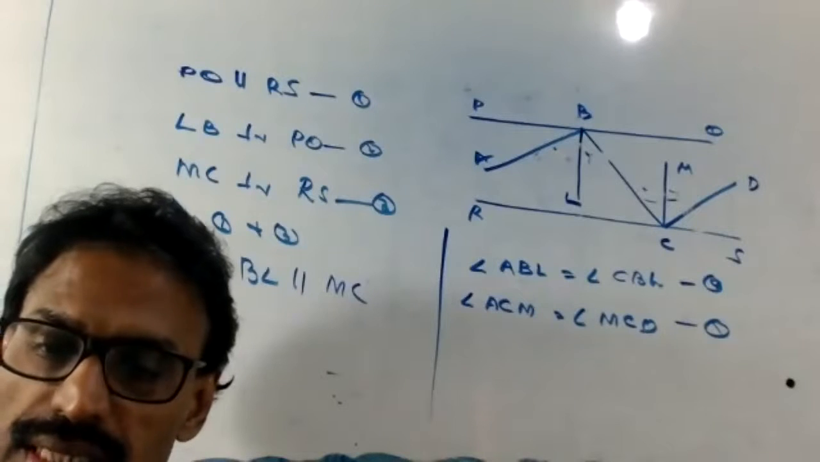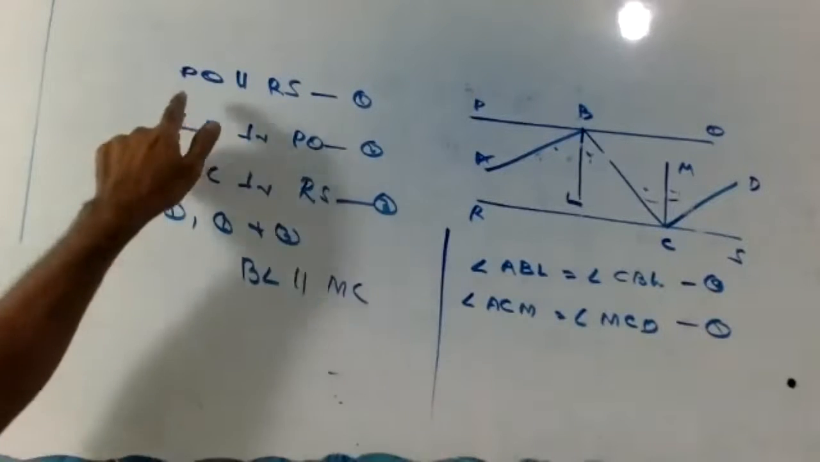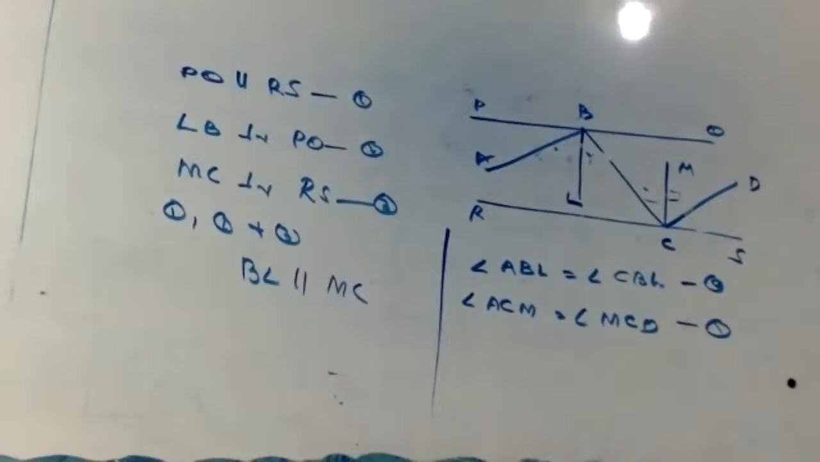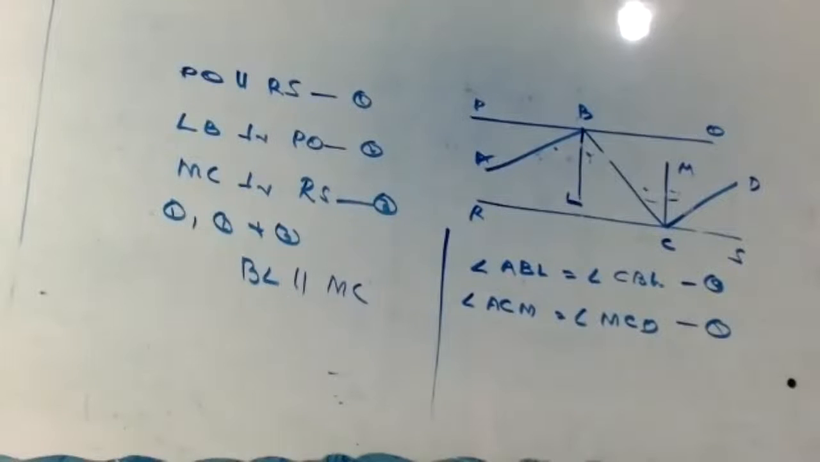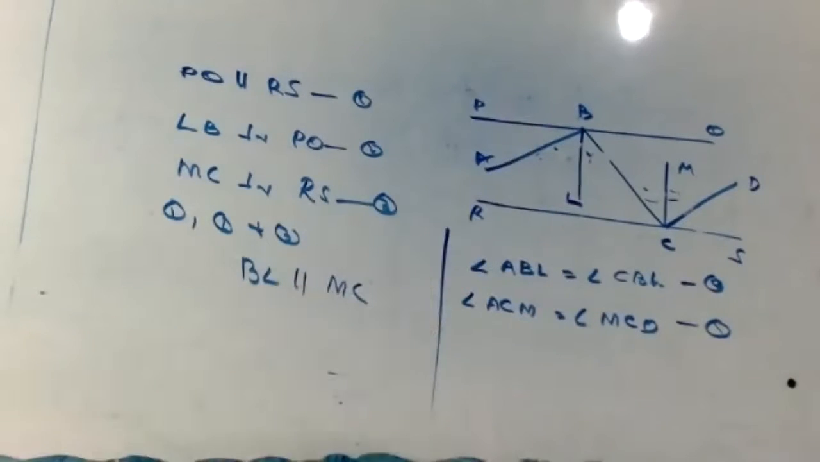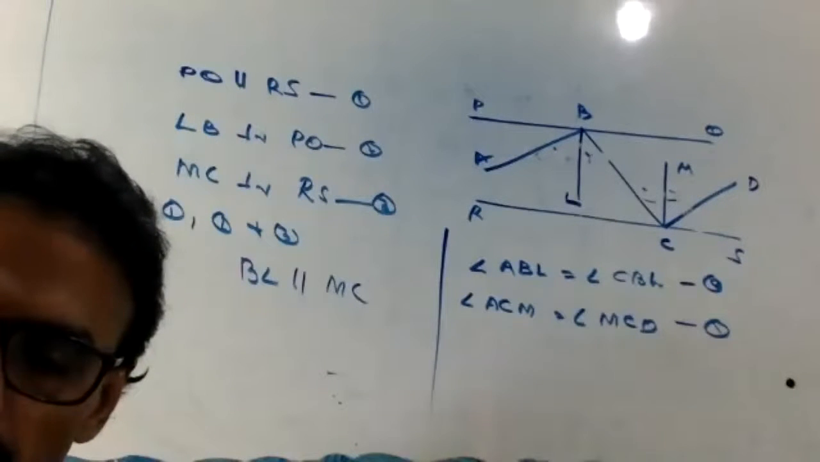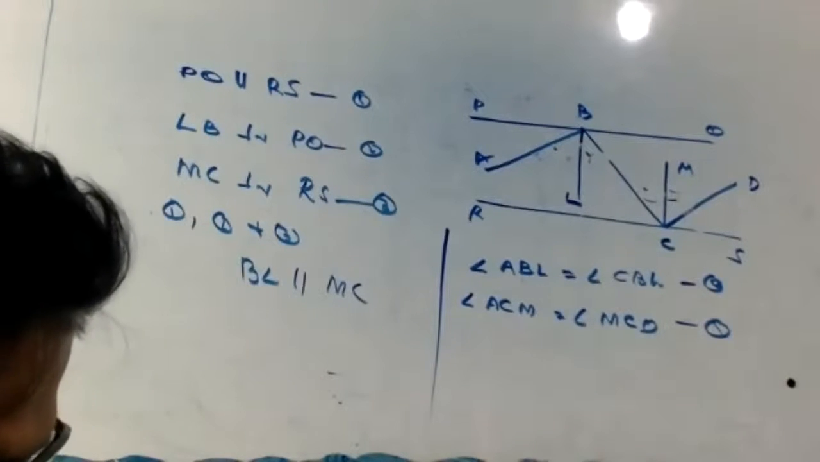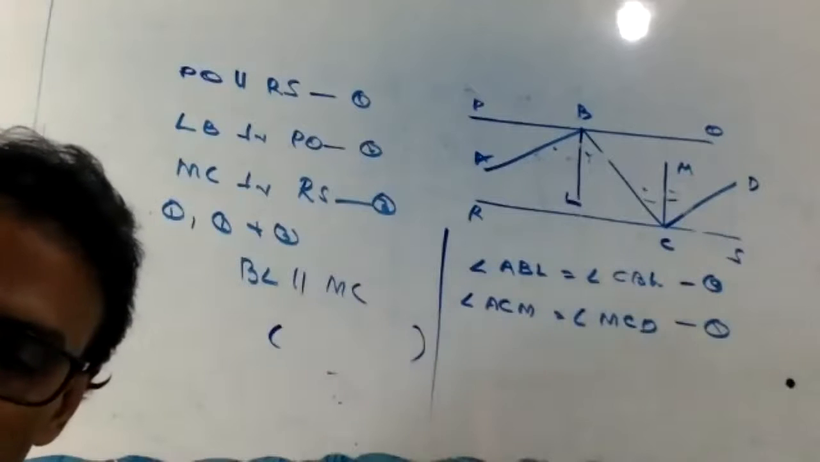Hey, you didn't understand the first step. Navneet, come on. What is the first step? Look here. If you are not getting the first step, how will you get the second step? PQ parallel to RS, that is given. BL perpendicular to PQ, one line with perpendicular. MC perpendicular to RS. We did a construction, and from 1 to 3 we get BL parallel to MC. What is the reason? Perpendiculars to the parallel lines are parallel. You can write that reason here.